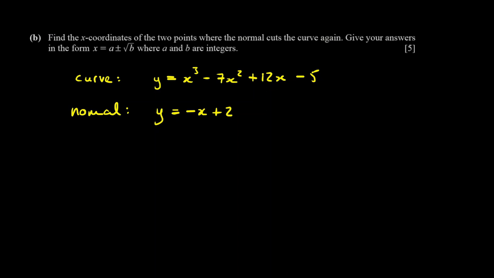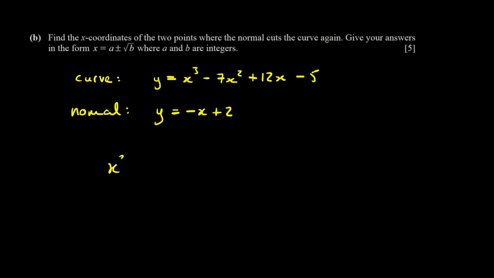Okay, so here we are in part B. We want to find the coordinates of the 2 points where the normal cuts the curve again, giving our answers in this form where a and b are integers. Okay, so this was the equation of the curve. This is the equation of the normal. So basically what we're being asked to do is to solve simultaneous equations. So I'm going to start by setting these two equal to each other.